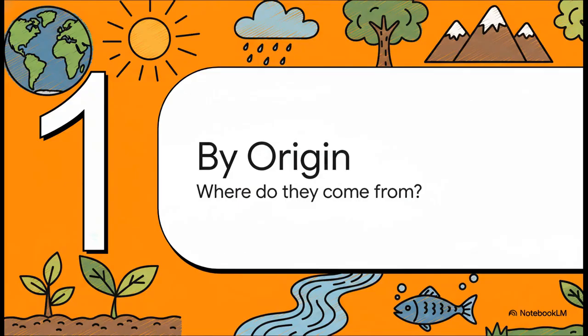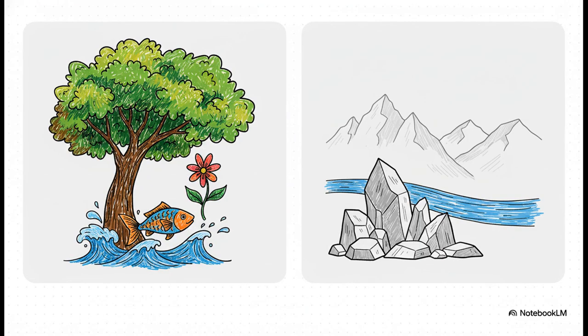Okay, so now that we have our map, let's begin our journey. Our first stop is classification by origin. In simple words, where do our resources actually come from? This is the most basic way to understand them. From this point of view, we have two main types.